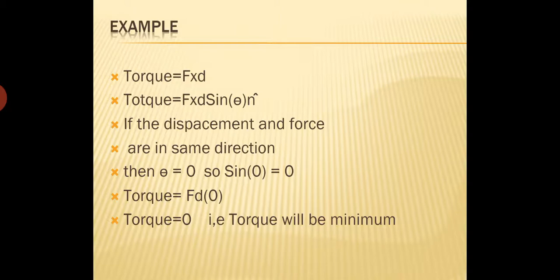If the displacement and force are in same direction, then obviously in same direction means that these two are parallel, and in parallel theta will be 0. If we put theta is equal to 0, then sine of 0 is equal to 0, and in this equation we will get torque is equal to F D into 0 is equal to 0. Torque will be minimum or 0.